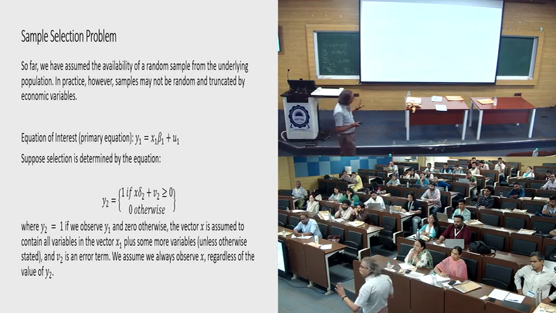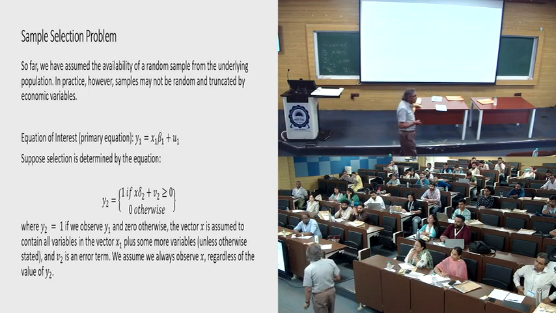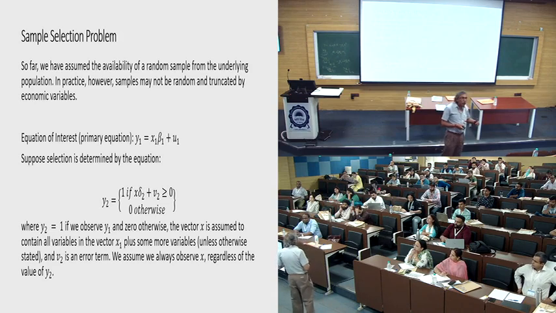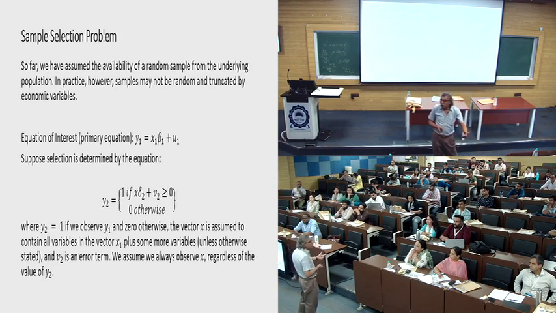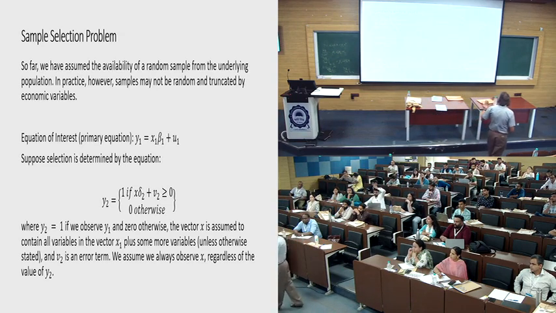Recall y2 is equal to 1. When y2 is equal to 1, only then do we observe y1. So I don't observe the number of working hours if the person did not participate in the labor market. Clear? Fine. So that's the way I want to think about it.